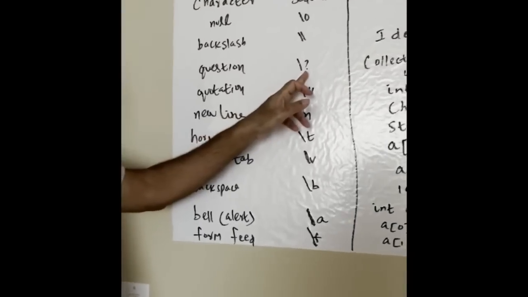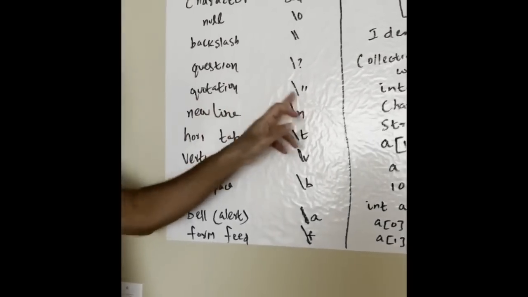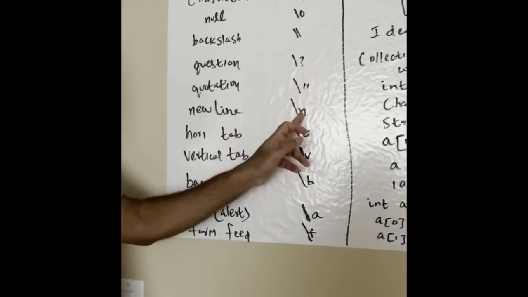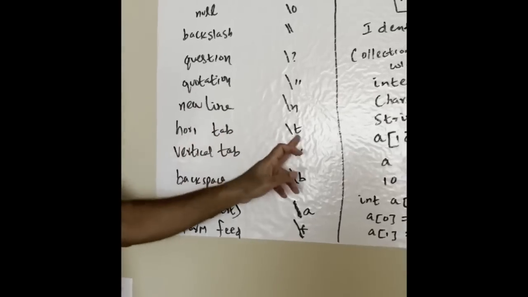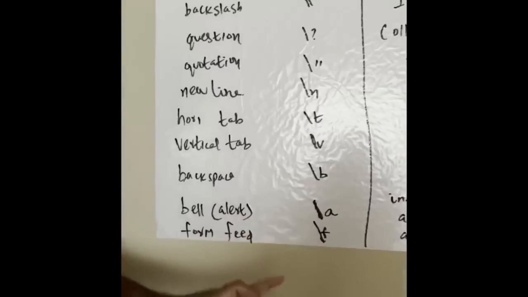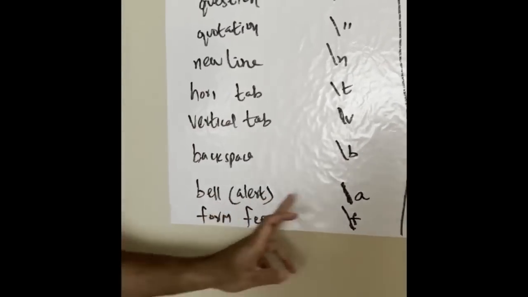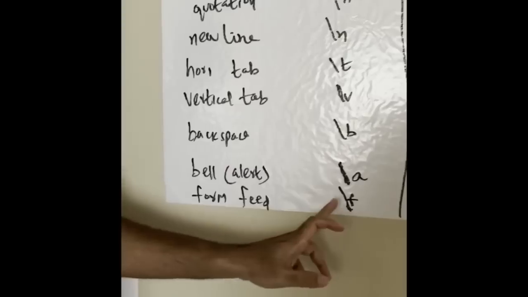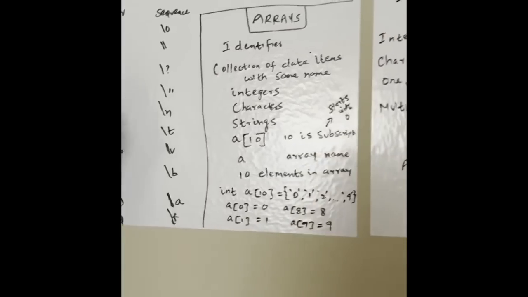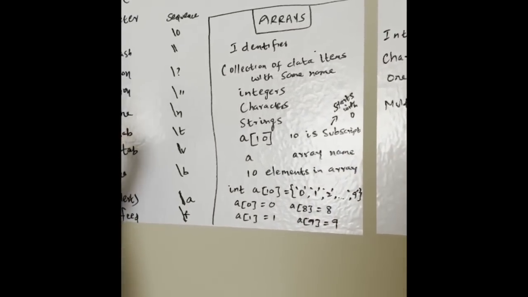Backslash and question mark. Quotation, you can see here. New line, slash n, means new line. Horizontal tab, vertical tab, backspace. Backspace is moving one character to the front. The bell alert is backslash a, form feed is backslash f. When we start writing the programs, we'll learn more about these.